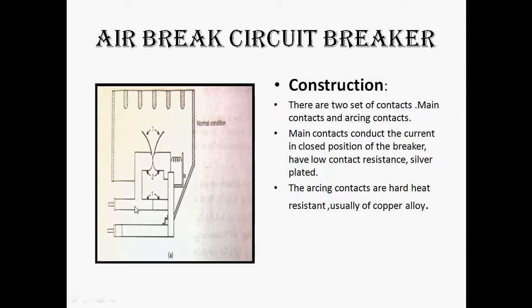These main contacts have low contact resistance and are silver plated, and these arcing contacts are hard and heat resistant, usually of copper alloy. The arcing contacts are used when the relay gives a signal to the circuit breaker and the contacts open. At that time an arc is produced, and to resist that arc we use copper alloy arcing contacts.